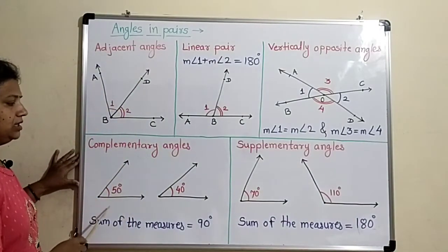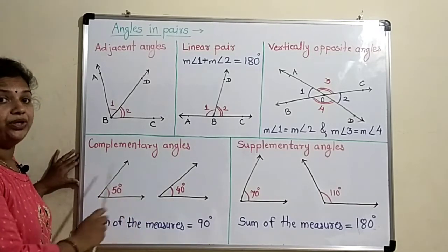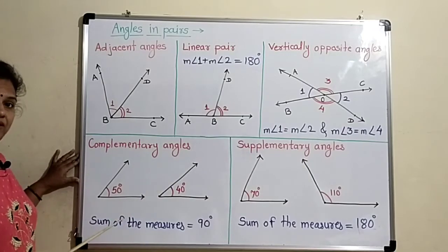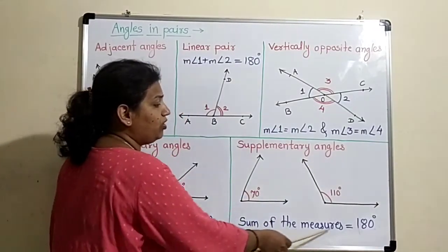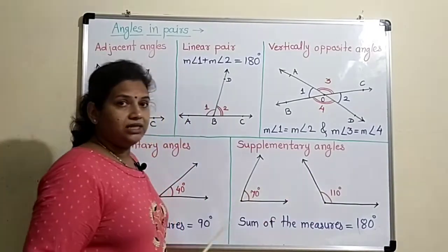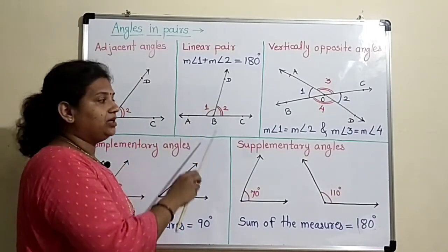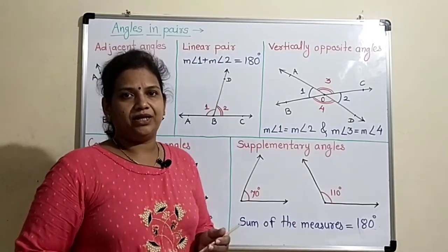Complementary angles: the sum of the measures is 90 degrees. They are two different angles, and their sum is always 90 degrees. Supplementary angles: the sum of the measures is 180 degrees. They are two different angles. Linear pair angles are always supplementary, but supplementary angles cannot always be in a linear pair.